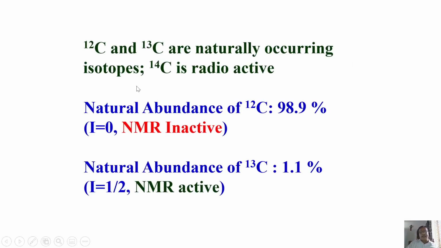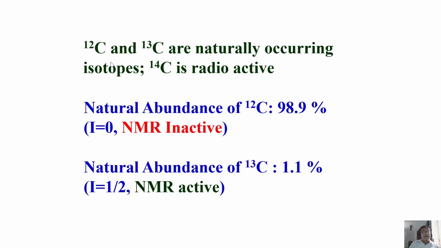Carbon has two naturally occurring isotopes, C12 and C13. C14 is also there, but that is radioactive. Ignore it. It's unstable. We concentrate only on carbon 12 and carbon 13. If you remember the very first class, when we worked out the spin of the nuclei, I said carbon 12, because of the even atomic mass and even atomic number, 12 and 6, its spin is 0. That's what I said. So when spin is 0, magnetic moment is 0.